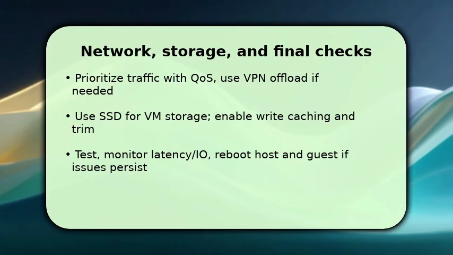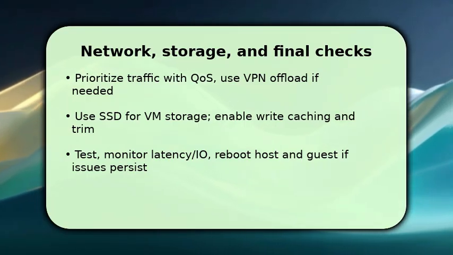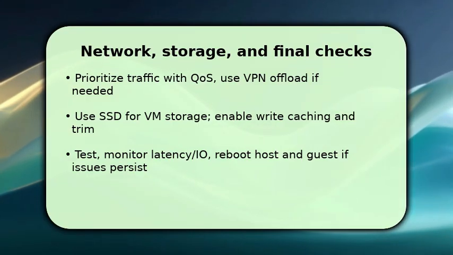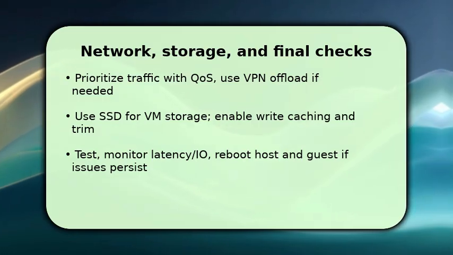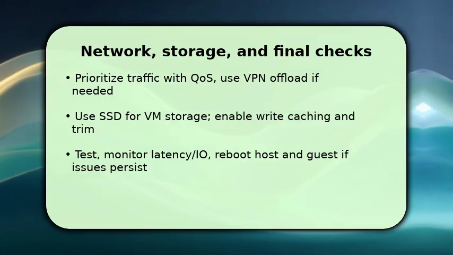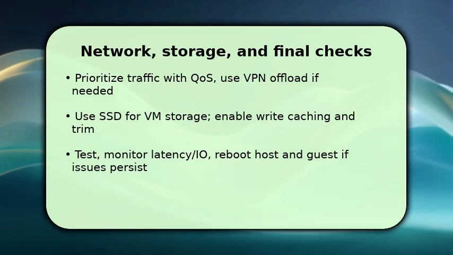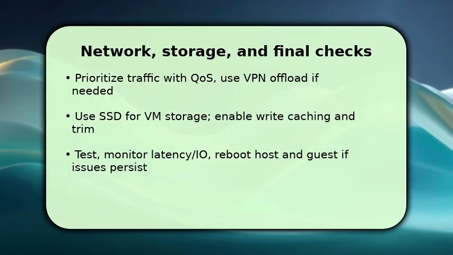Finish by fixing bottlenecks. Enable CoS or traffic prioritization so virtual desktop packets are first in line, and offload VPN if it introduces latency. Place the VM on an SSD, enable caching and trim to avoid I/O stalls.